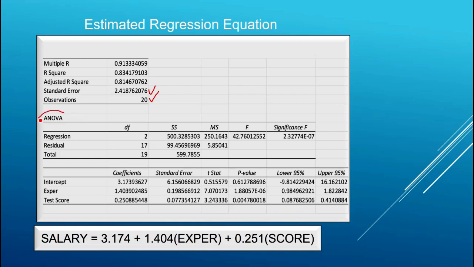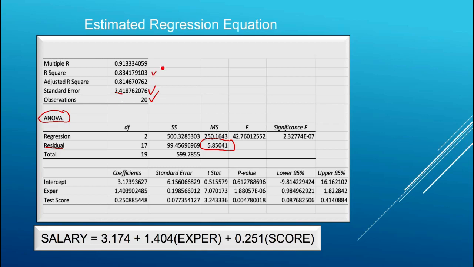Now, we haven't talked much about the ANOVA table, and we'll talk about that more in the next video. But you can calculate that. You already know that you can calculate that as the square root of the mean square error. So the error, or the residual, is here. The mean square residual, or mean square error, is 5.85. So if you take the square root of that, you should come up with your 2.418 standard error.